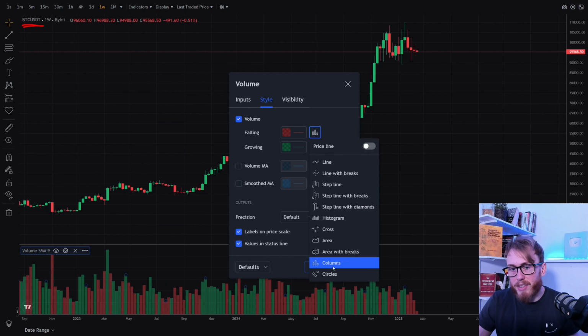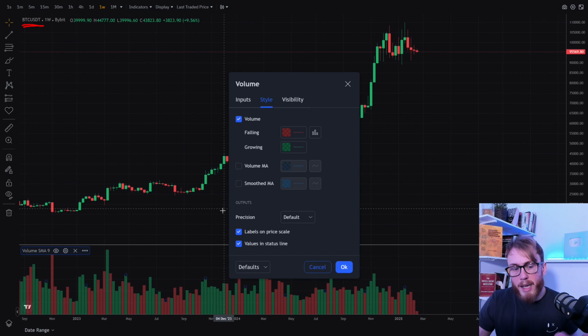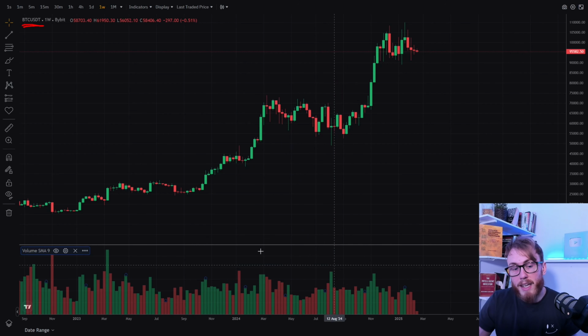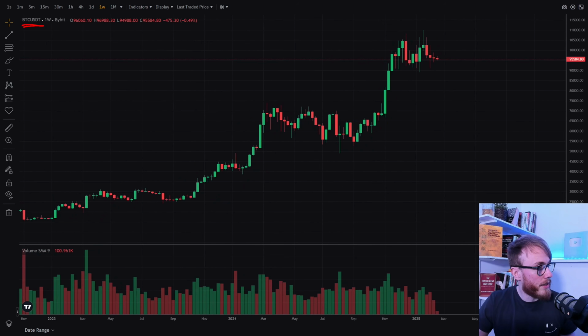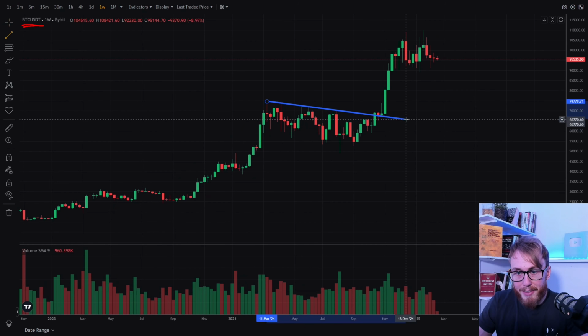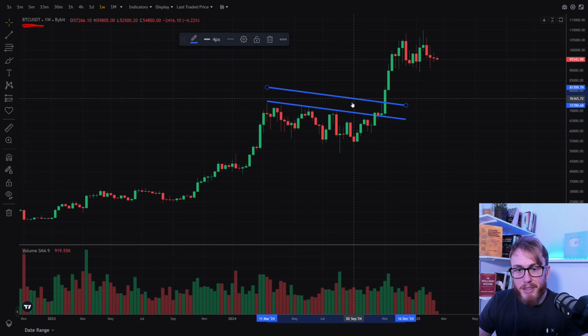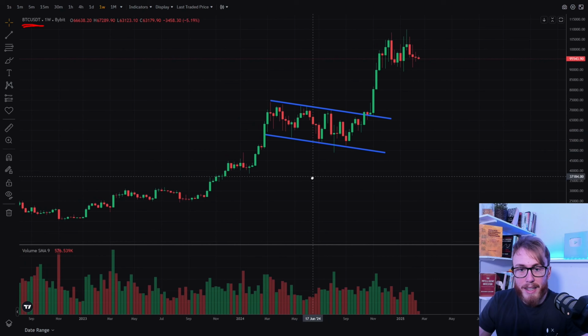You can also customize the volume to however you want, but I like to use these green and red bars just like this, so I'm going to keep the volume like this. But one quick thing I actually want to point out, which I think I'm seeing right now, if we just create that pattern once again.